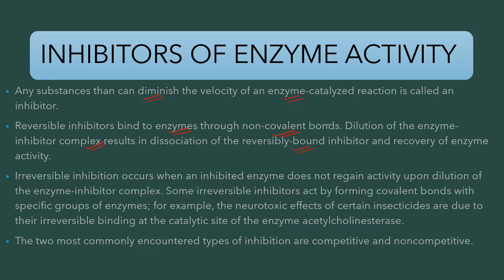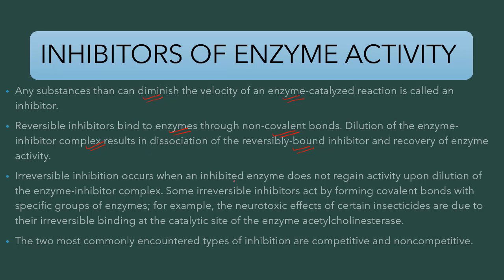So there are two types of inhibitors, reversible and irreversible. In reversible inhibition, the enzyme is attached to the reversible inhibitor by non-covalent bonds. So if dilution of the enzyme happens, the bonds will be broken, they will dissociate, and the inhibitor will become free, and the enzyme will become free.